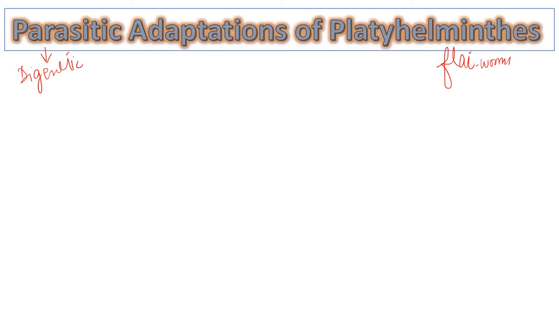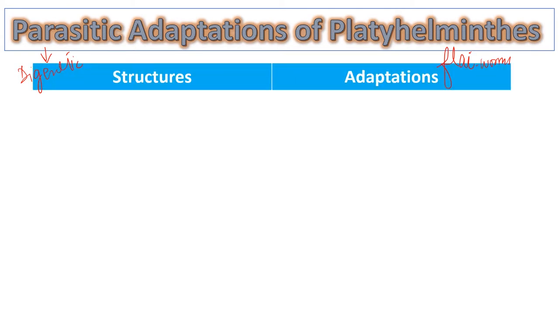Let's see their adaptations. First one about this structure, then second one adaptation that help them to become a better parasite. Better parasite mean that will be more dependent on the host. First thing, epidermis, it is actually absent. It has cuticle. It means it is more protective layer.